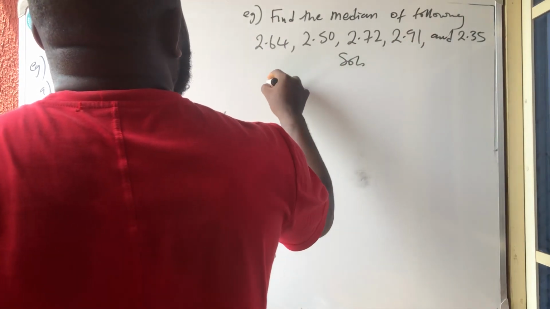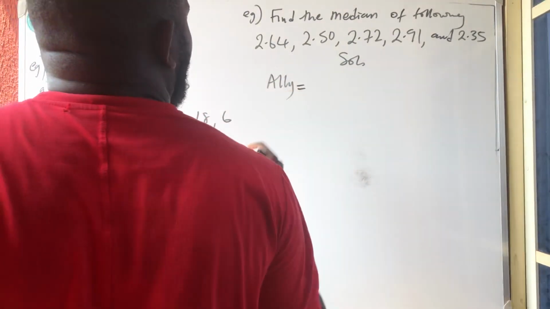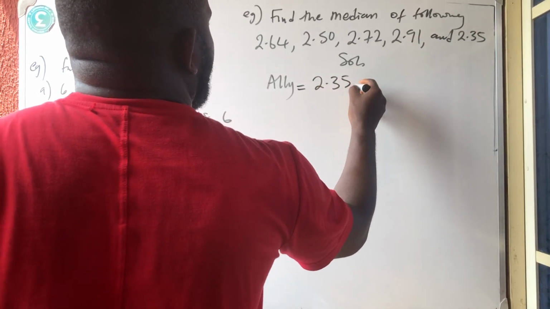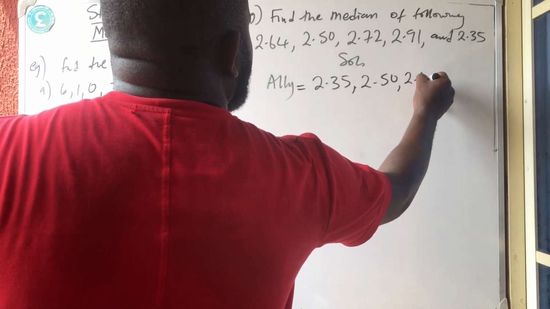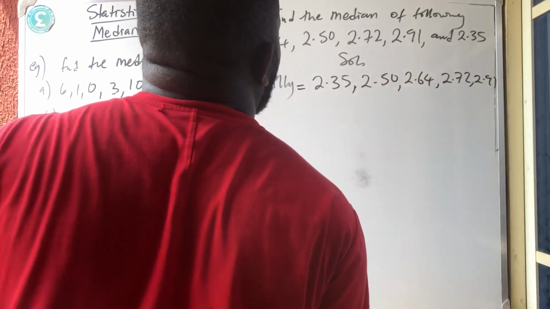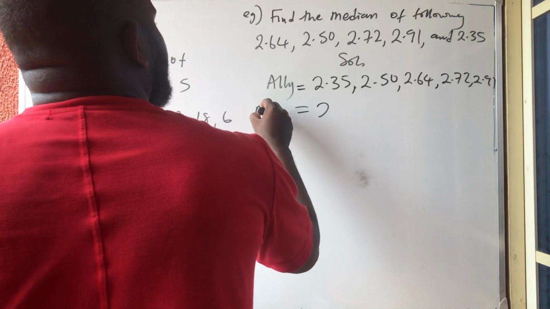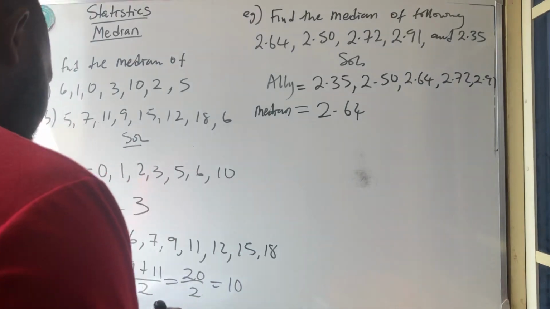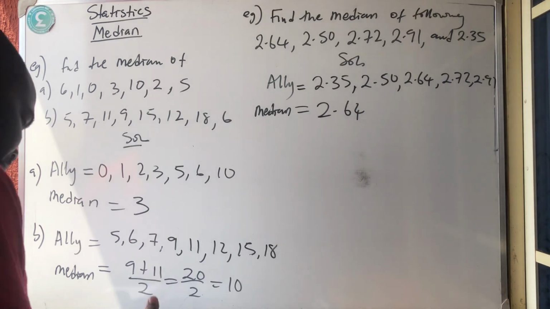Solution: first of all, arrange it in array. To arrange it, what do you do? The smallest one is 2.35, followed by 2.50, 2.64, 2.72, then 2.91. So if I remove 1, 2 from each side, I'm left with the one in the middle. My median is simply 2.64. As simple as that. This is the simplest topic in statistics. So that's the middle one.